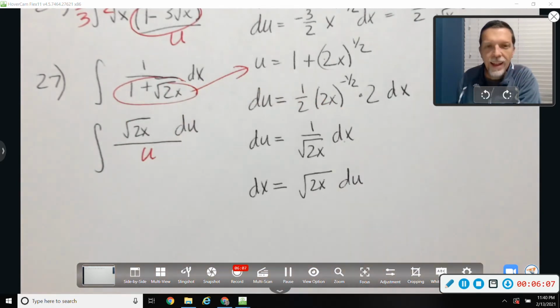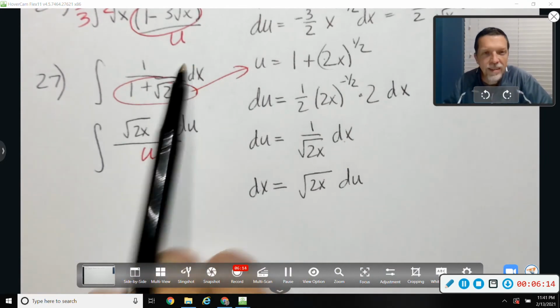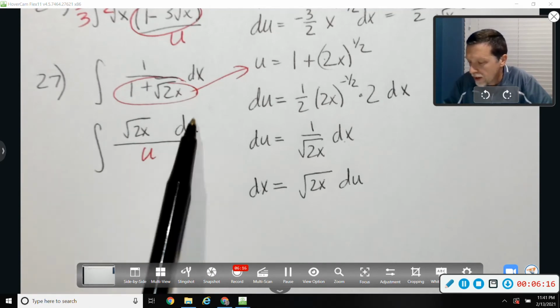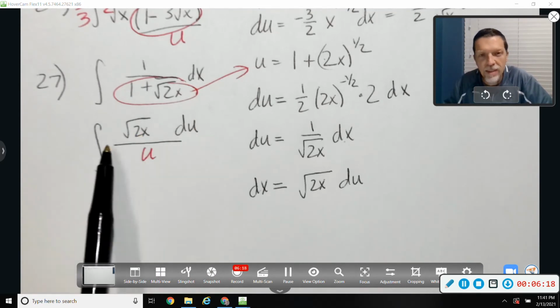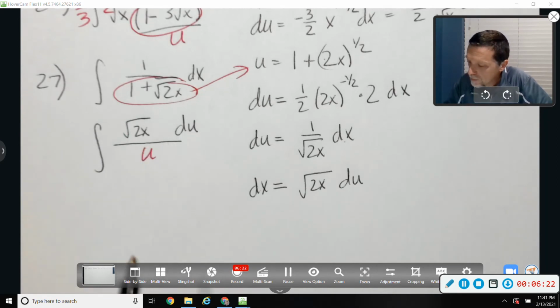Now, if you don't like that, you're right to not like that. Like, I can't do anything with this yet, right? Because I either have to have everybody in x's or everybody in u's. I can't have this mismatch of x's and u's. So this isn't wrong, but I can't really integrate at this point.